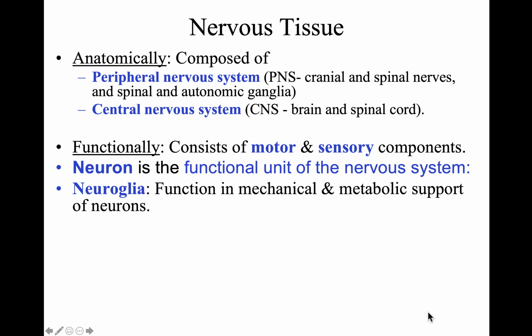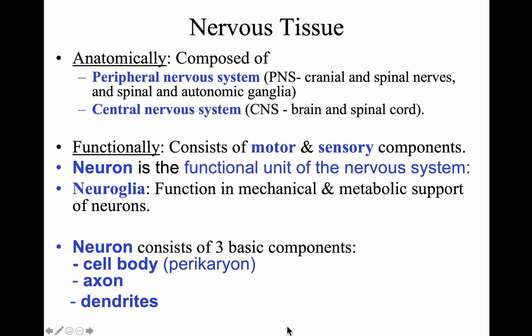The neuron is the functional unit of the nervous system. By functional unit, I mean the smallest unit that can perform a function. And for the nervous system, the functional unit is the neuron. But in our nervous system, not only do we have the neuron, we have other supportive tissue. And this supportive tissue we call neuroglia. These neuroglia provide mechanical and metabolic support of the neuron. Usually we don't have connective tissue inside the nervous system. Instead, we have cells, which are the neuroglial cells.